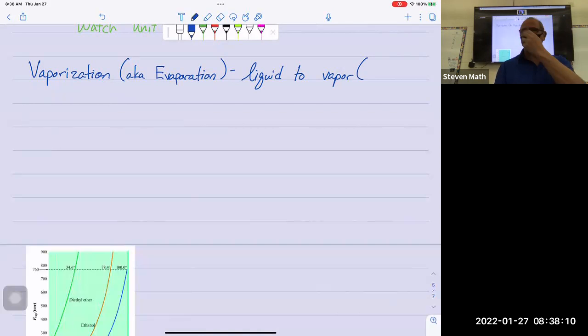Exothermic, endothermic. Got a 50-50. Exo, endo. What do you like? Yep, this is endo, kids. Come on, think about it. We're going from a liquid up to a vapor. You're going to have to put energy into that. So this is always going to be an endothermic.